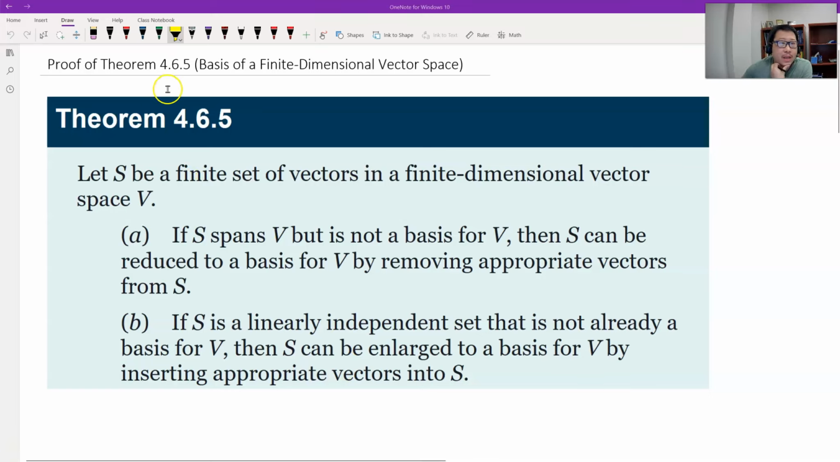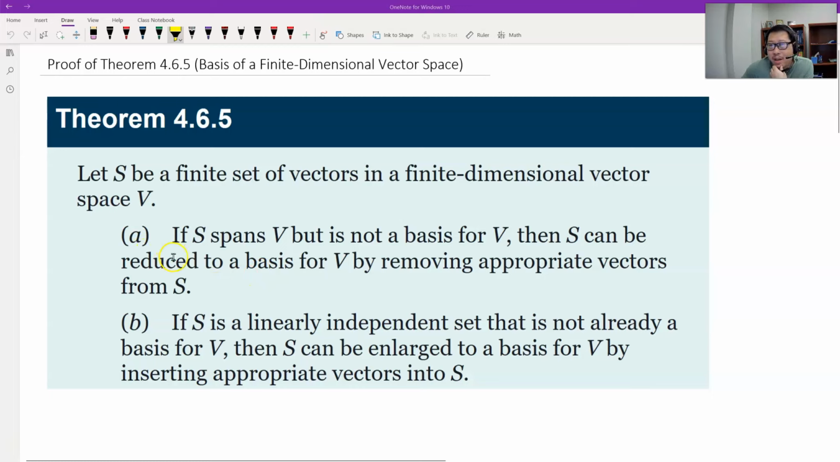In this video, let's prove Theorem 4.6.5, basis of a finite dimensional vector space. We have two conclusions, all talking about the finite dimensional space. Say S is a set of vectors. A says if S spans V, but it is not a basis, then we can shrink, or reduce, S into a basis.